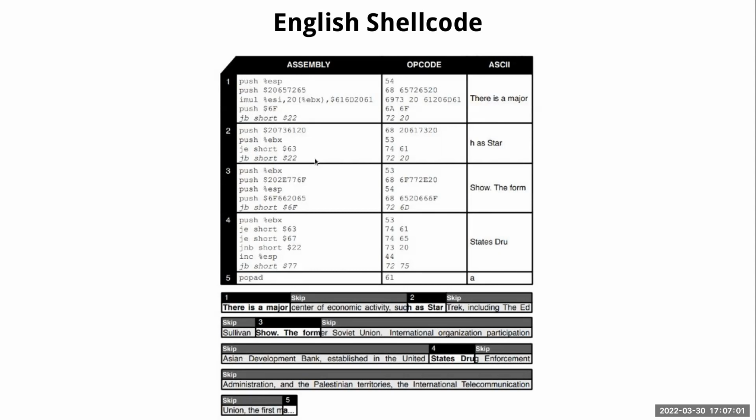So this is just a part of a value used for shellcode. You can see there are some push instructions, integer multiply instructions, then another jump. Here we're doing another push, a lot of pushes, then some conditional jumps. So this is just part of shellcode. But this piece of shellcode, if you read this as English, you get its ASCII. This is readable English. There is a major center of economic activity, blah blah blah. It's not perfect English, but it's readable.